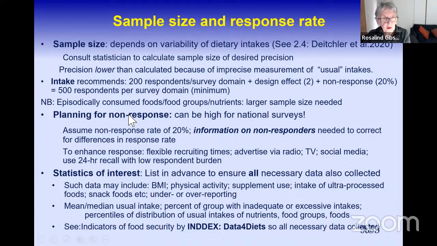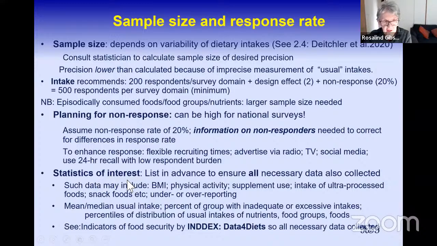Planning for non-response can be high for national surveys, but there are things that we can build into our methods to try and reduce the non-response. We can have flexible recruiting times for our participants. We can advertise our national survey on the radio, the TV, social media, and we can select a 24-hour recall for our measurement because this has a low respondent burden.